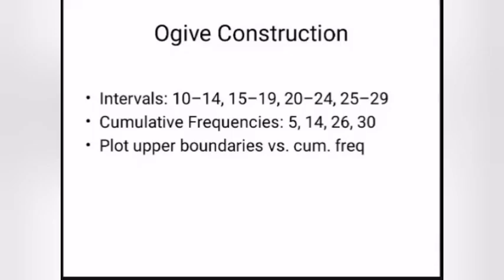And to find the cumulative frequency, given the frequencies are 5, 14, 26, 30, you have the first number, write it out as 5. Then to get the next one, it's 5 plus 14, making it 19. Then the next one is 19 plus 26, which gives you 45. Then the next one is 45 plus 30, that's going to give you 75. So this is your cumulative frequency.